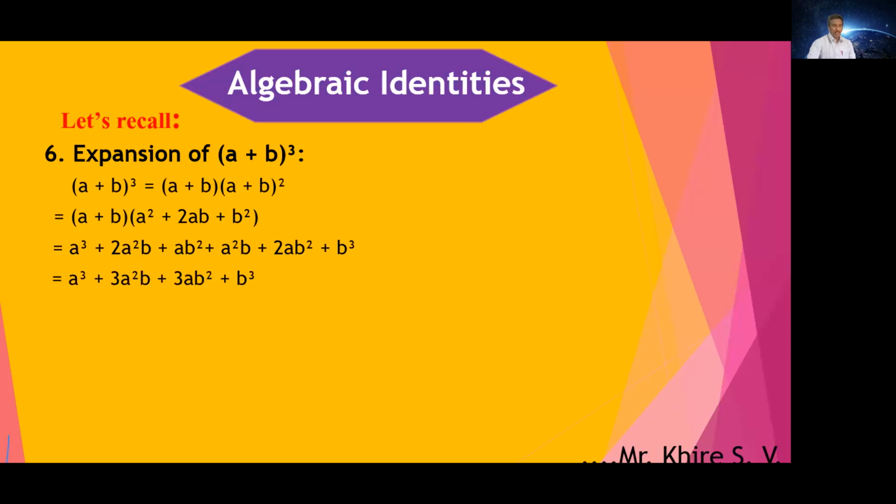Then we have a cube plus, now here it is 2a square b plus a square b. A square b are like terms. Therefore add them. 2a square b plus 1a square b means 3a square b. Again ab square and ab square. Then we will get a cube plus 3a square b plus 3ab square plus b cube.